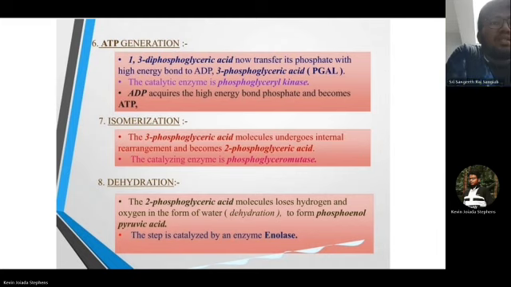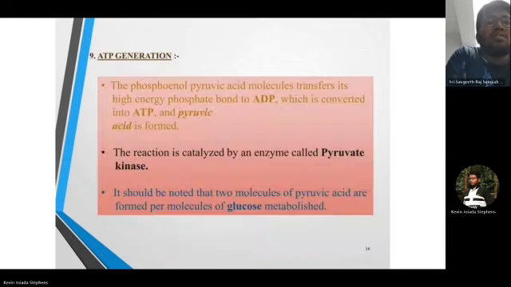The next step is that the 2-phosphoglyceric acid molecule loses hydrogen and oxygen in the form of water to form phosphoenol pyruvic acid. The step is catalyzed by the enzyme enolase. ATP generation. The phosphoenol pyruvic acid molecule transfers its high energy phosphate bond to ADP, which converts into ATP, and pyruvic acid is formed. The reaction is catalyzed by the enzyme called pyruvate kinase.